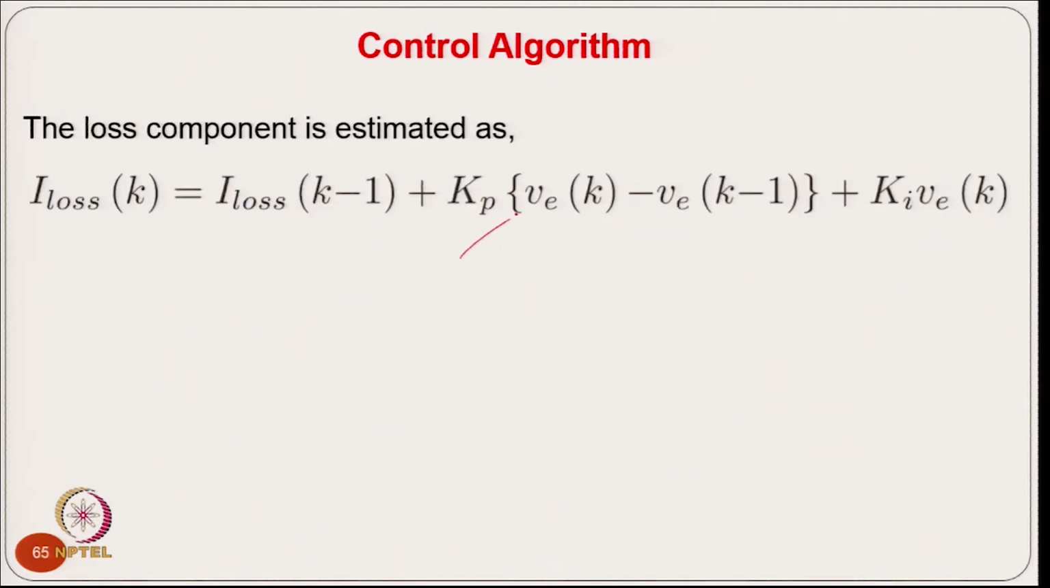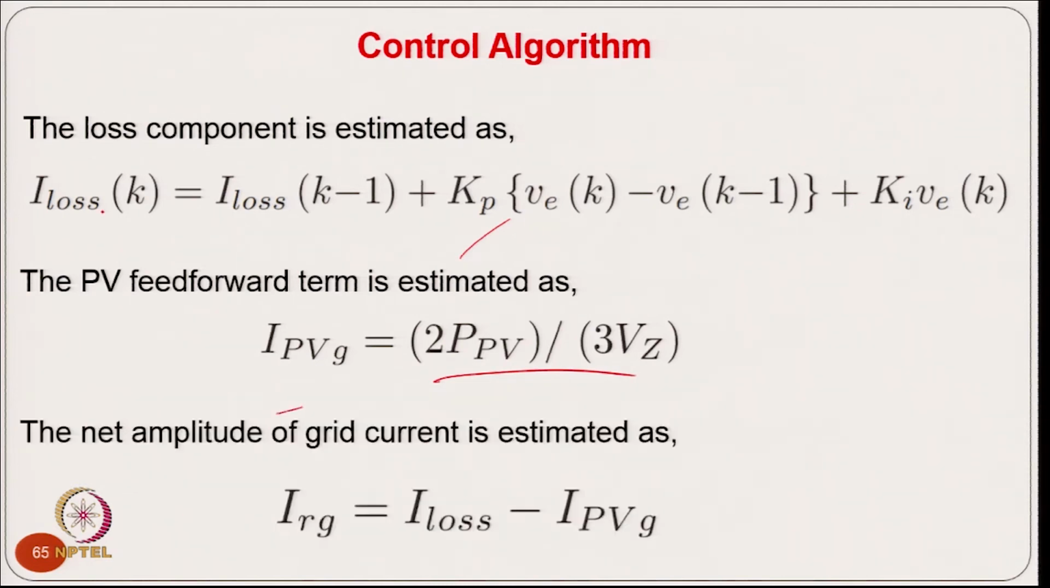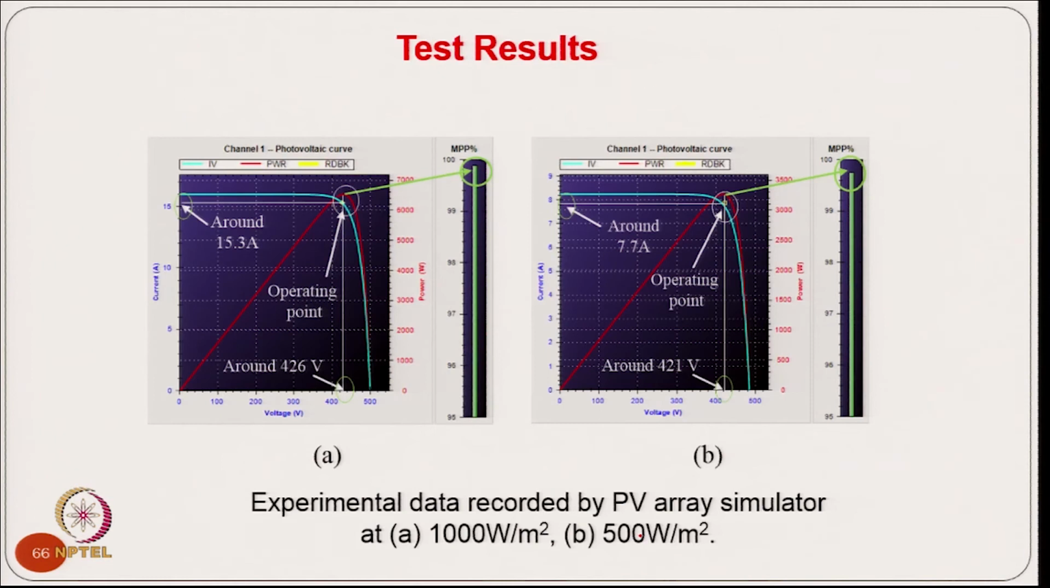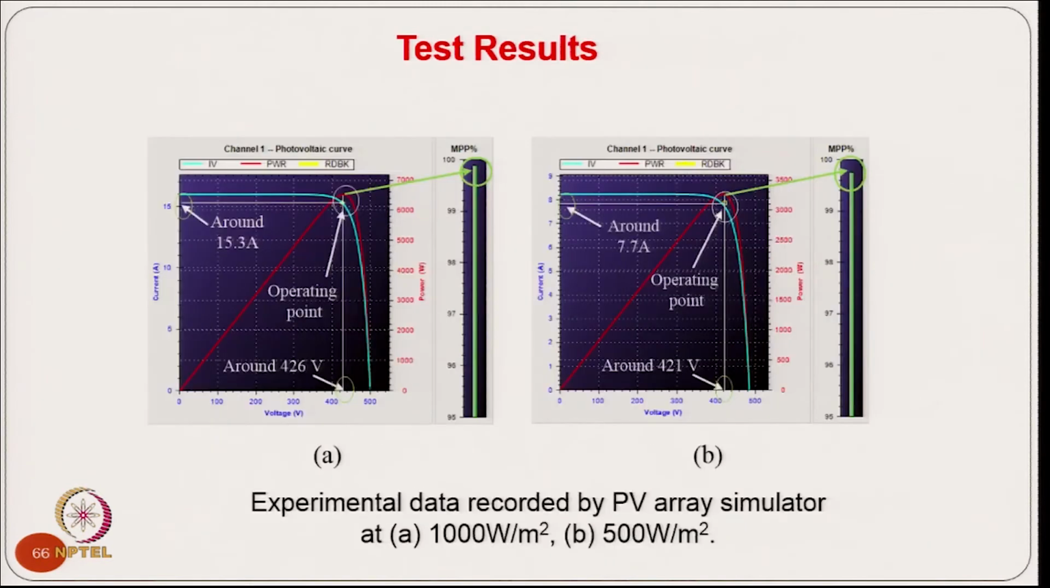So, these are the loss calculations for regulating the DC link voltage, because for regulating the DC link voltage, some power has to come from the grid side, represented as a loss component. Then we have a feed forward term for PV generation, which is also considered part of the amplitude. Then we have the reference grid current, the loss minus the PV generation current equivalent, and then we can have a three phase reference current. This is the amplitude, and we have the phase from there. So, you have a three phase reference current, and the current controller generates the PWM signal.